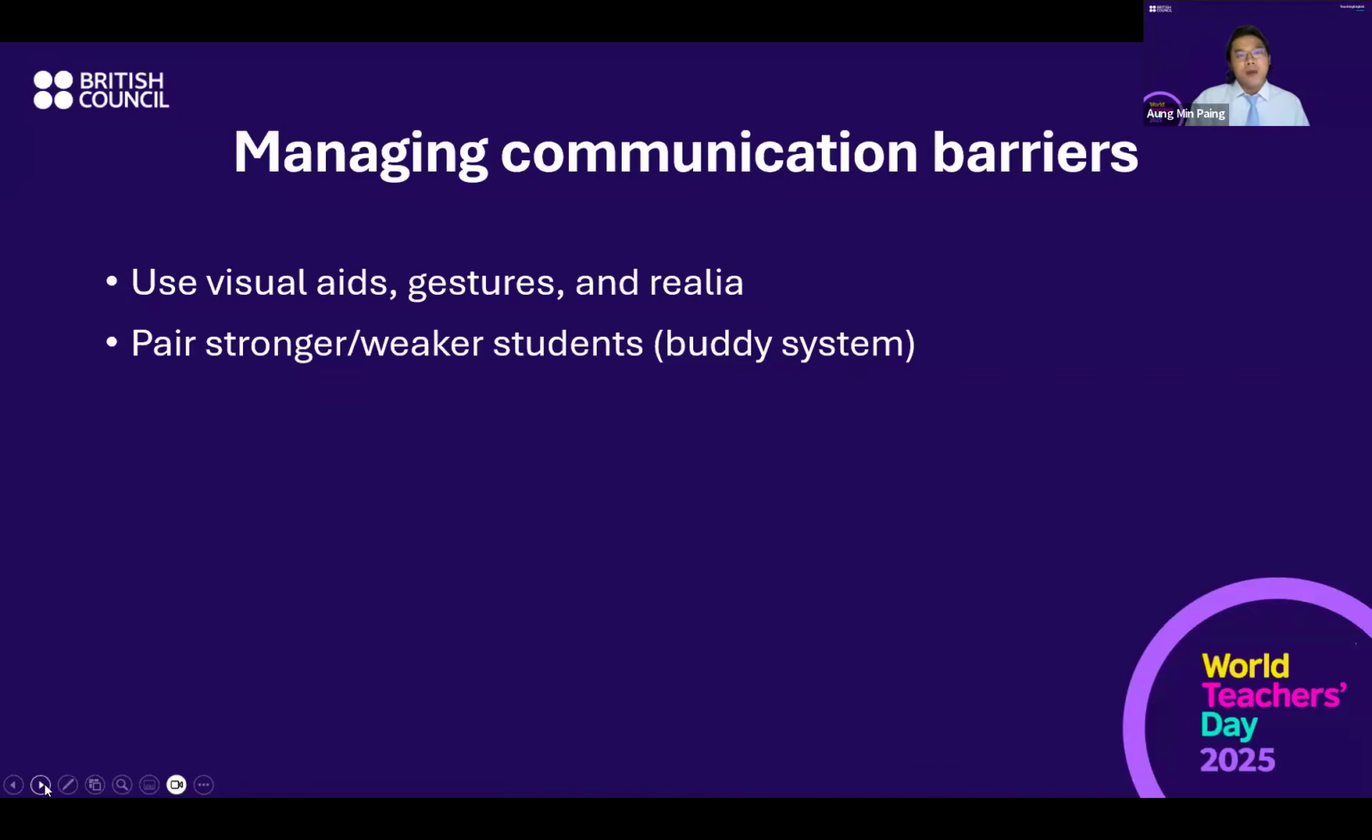And the next one is pairing stronger and weaker students. Again, this is the buddy system. That's what most of you mentioned in the chat. That's differentiation, and differentiation and scaffolding again and again. In a classroom, we need to encourage them to work out together, to discuss together, to learn from each other.